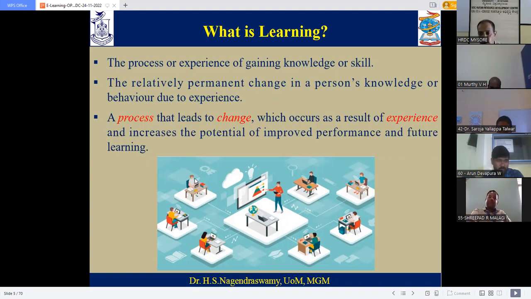To put it in a very precise way, this is the definition the experts have given. It is a process that leads to change which occurs as a result of experience and increases the potential of improved performance and future learning. I can just draw your attention to what you have already experienced in day-to-day life. When we started learning driving for the first time, how was our driving experience? Definitely it was not that good. But once we get experience, we have observed improved performance, right?